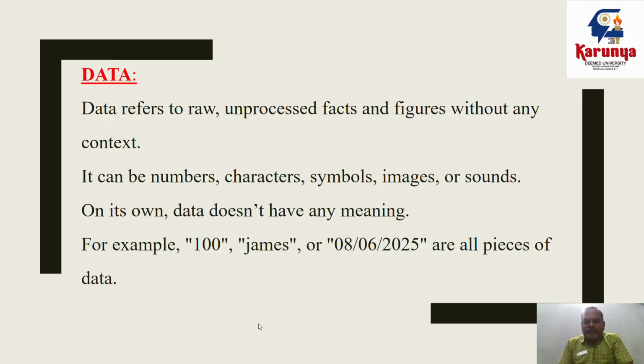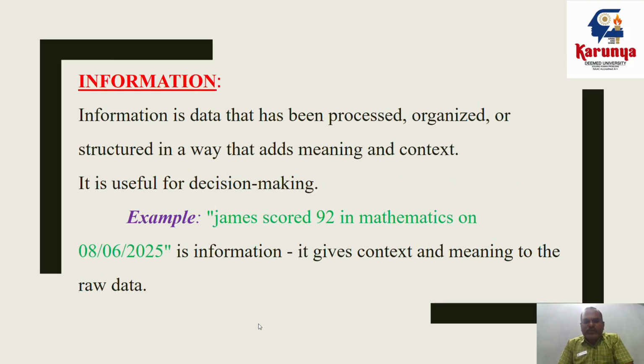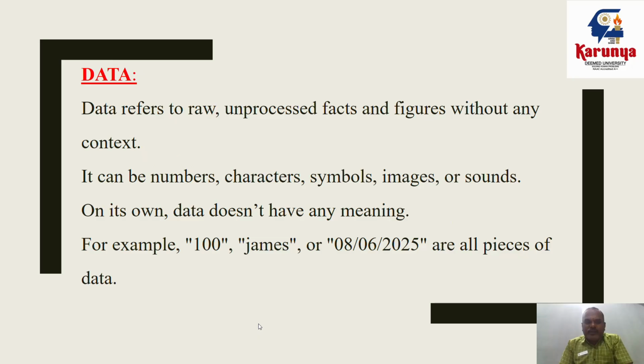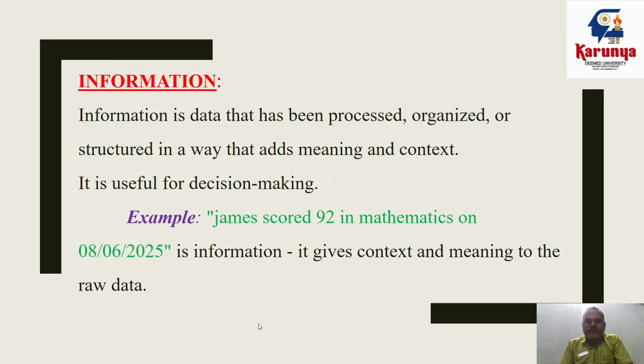Then we'll go to the next one: information. It is entirely different from the context of data. Data refers to raw and unprocessed facts. But when we come to information, it is processed, organized and structured. Can you understand that? Can you feel the difference between data and information now?